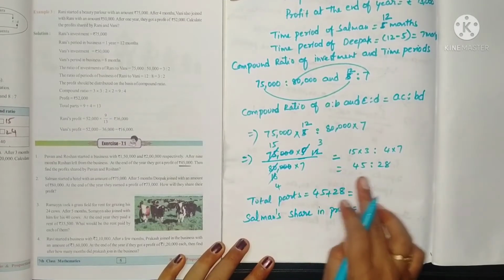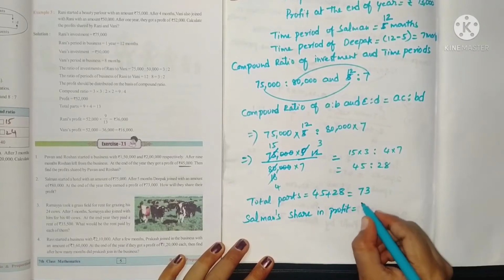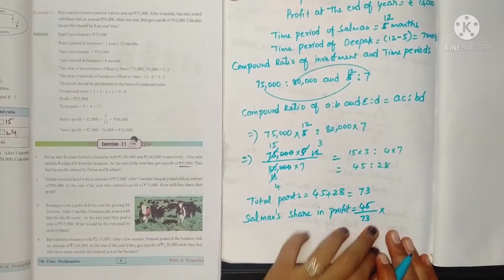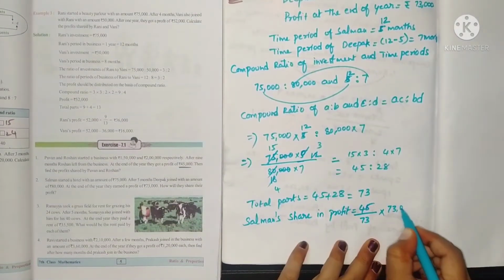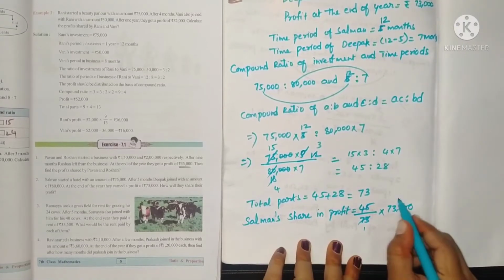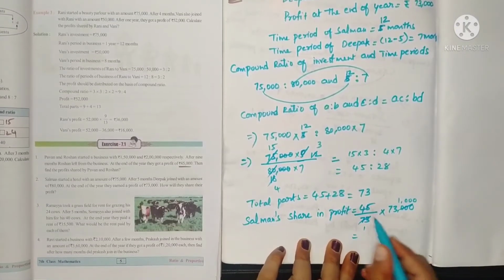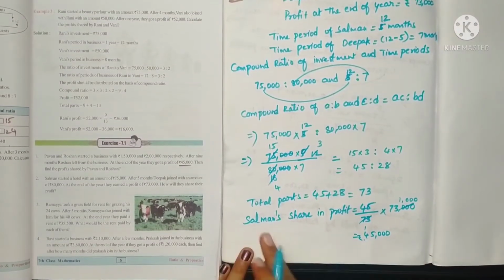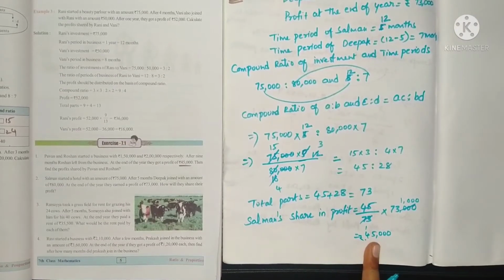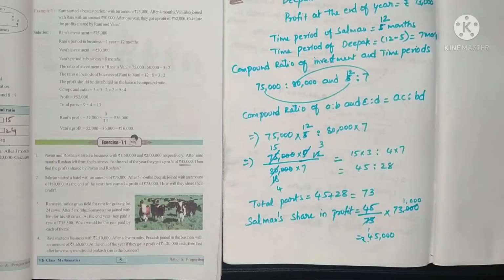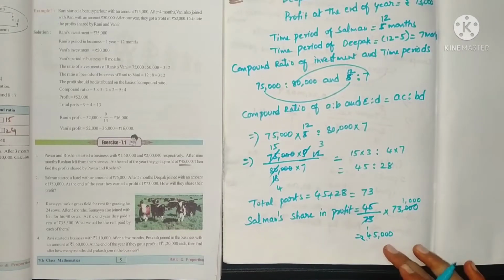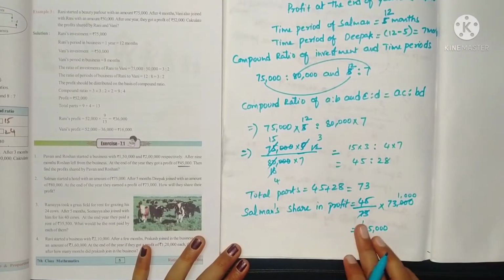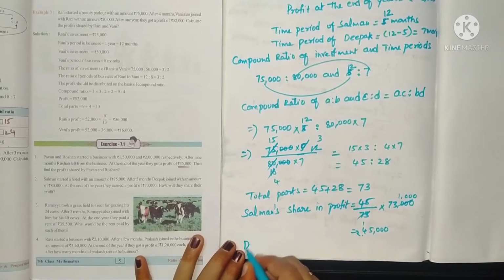So how many parts will Salman get? 45. And total shares 73. And total profit 73,000. 73 once, again 73 1000. So 45 into 1000, 45,000. So Salman's share in profit is 45,000. And Deepak's share in profit, we can subtract 73 minus this 45, you will get it. Or otherwise 28 by 73 into, like this also you can do.